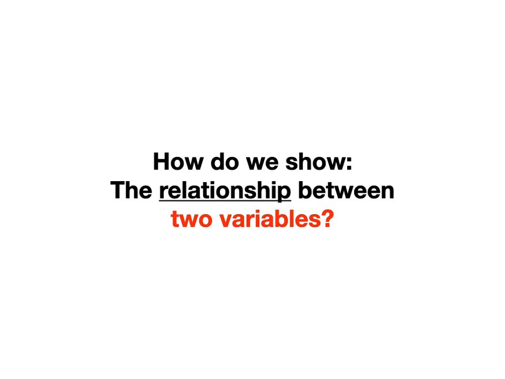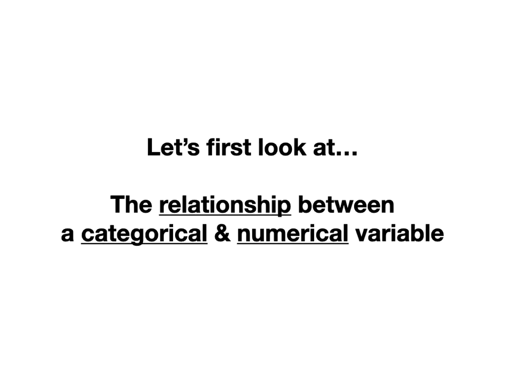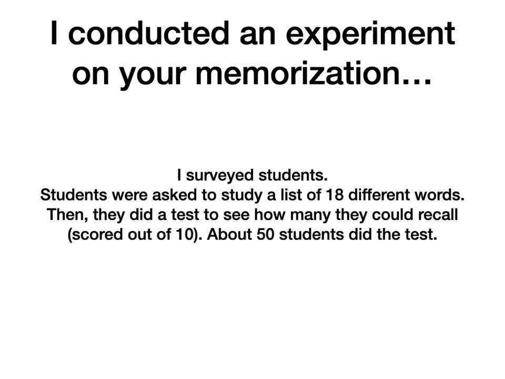Okay, so how do we show the relationship between two variables? So moving on now, we're going to look at the relationship first between a categorical and a numerical variable. So one of your variables is categorical, one is numerical. Okay, so I want to give you a little bit of background information about the data I'm going to show you. This is an experiment. It's data from an experiment I conducted with students in this course. I surveyed the students. I haven't done it this year. I'll conduct a different experiment with you, but I want to show you this study.